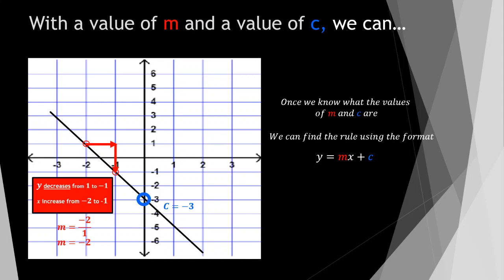And then all we need to do now is put in our m value and our c value. So that means that we have y equals -2x plus -4. So when we have a plus and a minus, if we remember from much earlier on in the year, this turns into just a minus. So our rule is y equals -2x minus 4. And that's how you find the rule just from finding the gradient and the y-intercept.